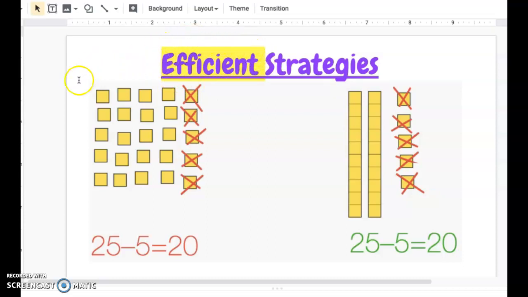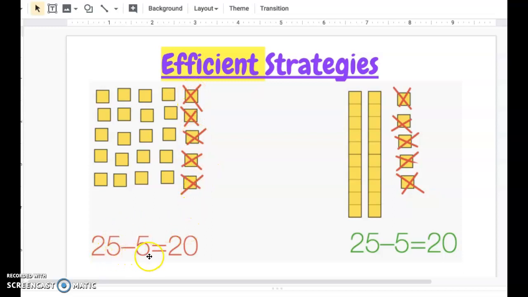So I have an example of an inefficient way to solve a math problem here and an efficient way here. So before school was out, some of my students were even doing this still. The number sentence was 25 minus 5, but instead of drawing out just 2 sticks to represent tens, some of us were still drawing 25 ones, 1, 2, 3, 4, 5, 6, 7, 8, 9, 10, and they had to count all those ones till they got to 25. And then they crossed off 5 to get to 20.